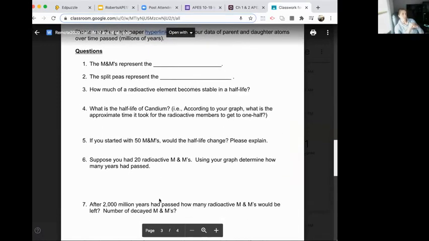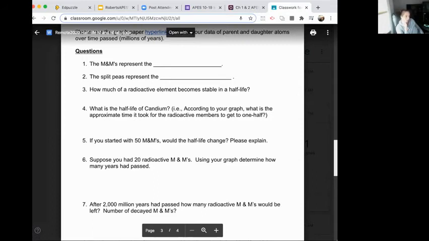But number one, the M&Ms in the chat box. What do the M&Ms or the Skittles or the pennies represent? What is that representing? Good. Anybody else? Yes. Good. Yes. So these are representing the parent atoms, your starting atoms. Okay.